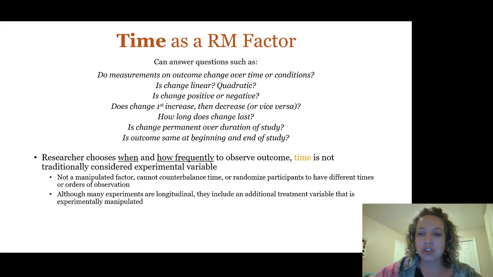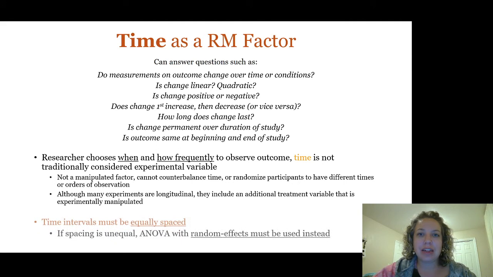So the researcher, again, I said this before, decides when and how frequently to observe the measurement, but time is not really considered an experimental variable because you cannot manipulate it. You cannot counterbalance time, meaning reverse the order for some people, and you can't randomize the order of observations. Time 1 always comes before time 2, always before time 3. So even though we have longitudinal factors, they're not really an experiment unless we add another factor that might be able to be manipulated or randomly assigned.